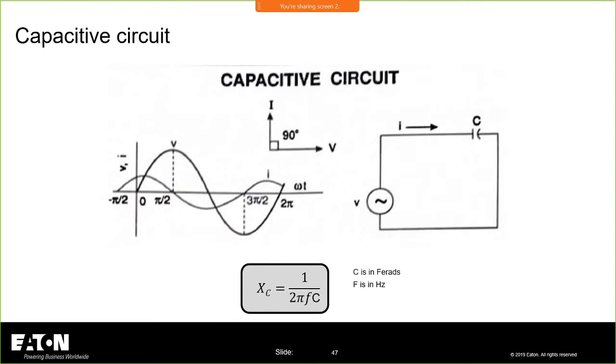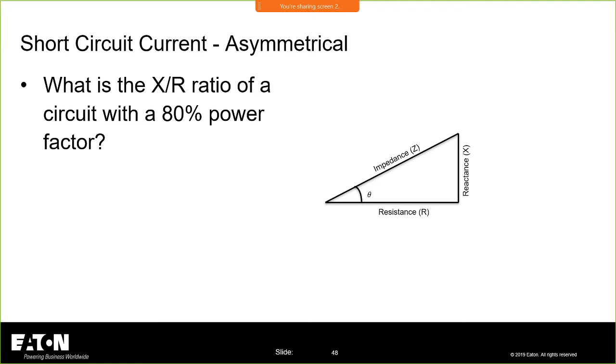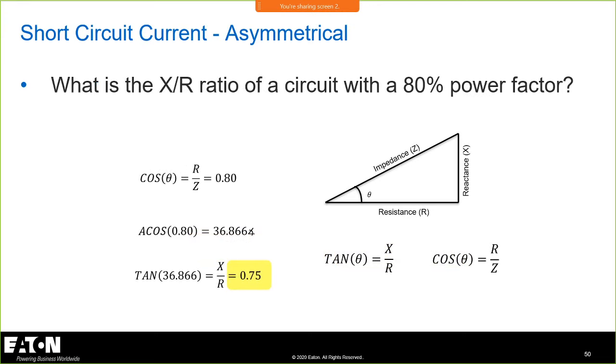Capacitive circuit, voltage peaks when the current is 0. The current's peaking when the voltage is around 0. That could be very difficult to interrupt. Right? X to R ratio of a circuit with an 80% power factor. We use what we learned in geometry. We have R squared plus X squared equals C squared. Square root of all of that, you just use your standard equations to calculate angles and to know what your hypotenuse is. There's your hypotenuse.